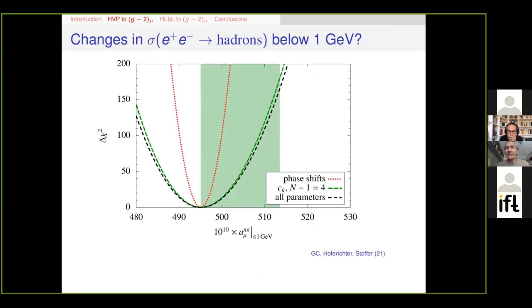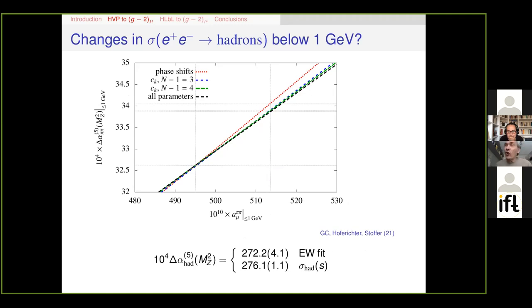If you want to analyze how compatible, you see here a change in the chi-square. So here is the minimum, which would correspond to the black line in the previous plot. And now if you shift the value of a_mu, that's how the chi-square changes with respect to the data. So that's a scenario with only phase shift, and that's the more favorable one. But you see that the increase in the chi-square is very significant if you want all the shift to be generated in this region.